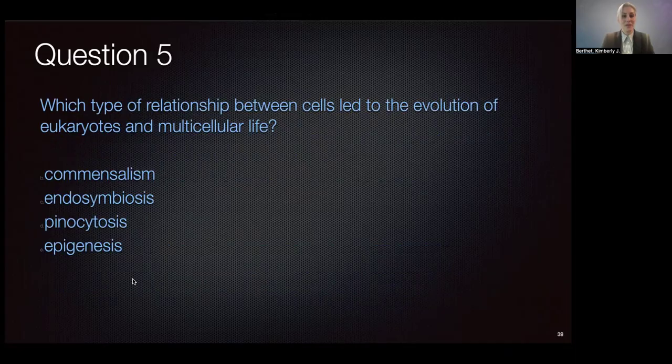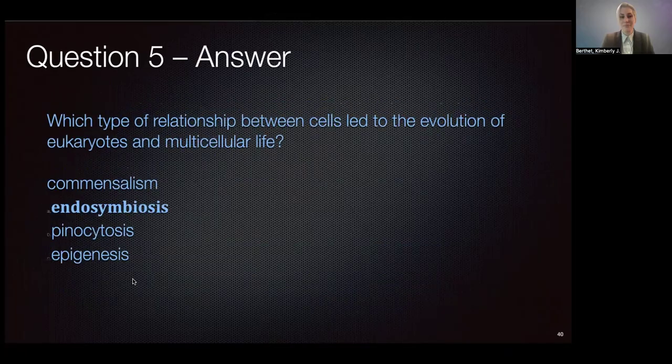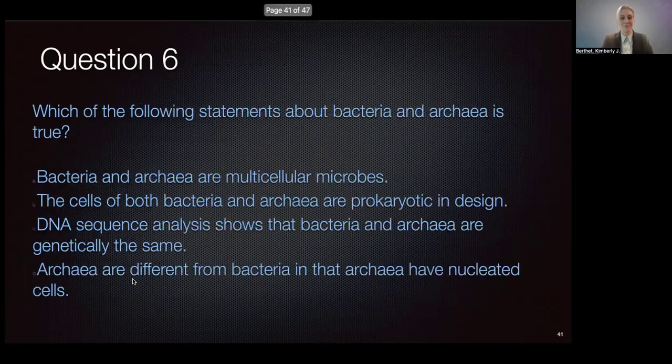Question 5. Which type of relationship between cells leads to the evolution of eukaryotes and multicellular life? So this would be endosymbiosis. That's the theory of how the chloroplast and how the mitochondria came about. And that's what led to eukaryotes being different from prokaryotes because they have membrane-bound organelles like the chloroplast, like the mitochondria. And this later led to support multicellular life.